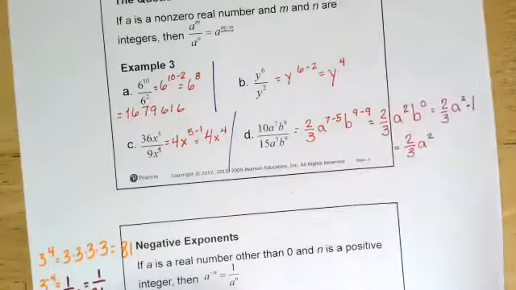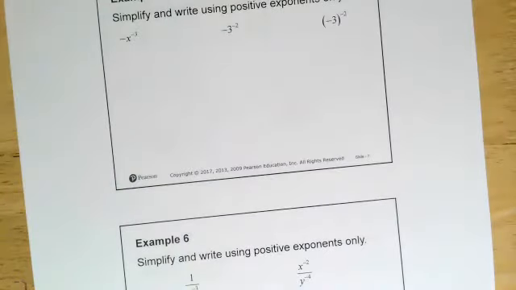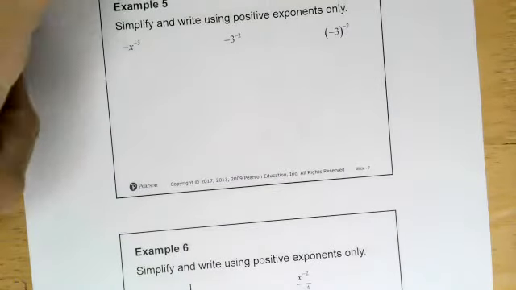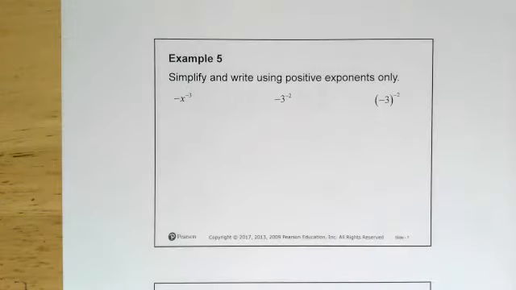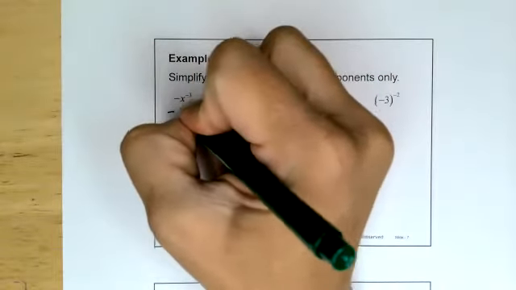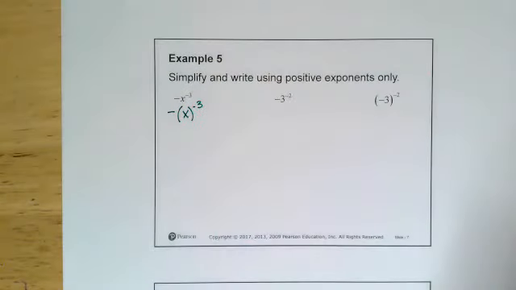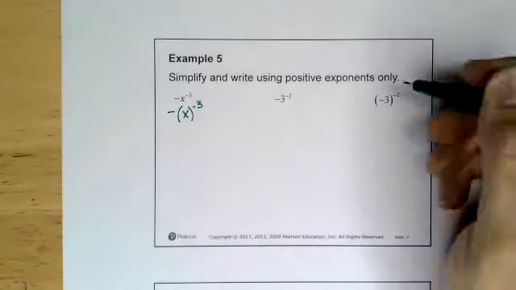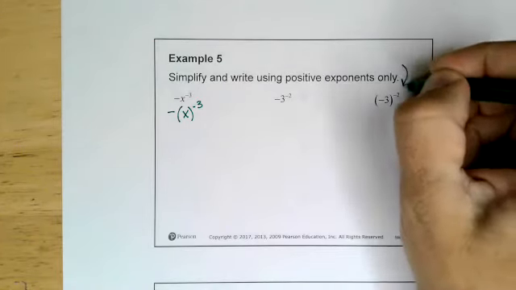Let's do some more examples. Let's mix these together. Example 5 says, simplify and write using only positives. Now, I guess we're not mixing anything up yet. I spoke too soon. All right. Remember, this is now negative x to the negative third. The negative 3 only goes with the x. Ooh. You know what? This one's easier. I'm going to start here.